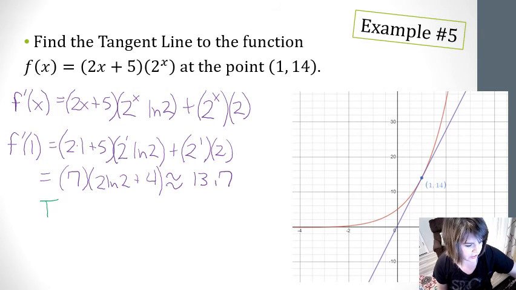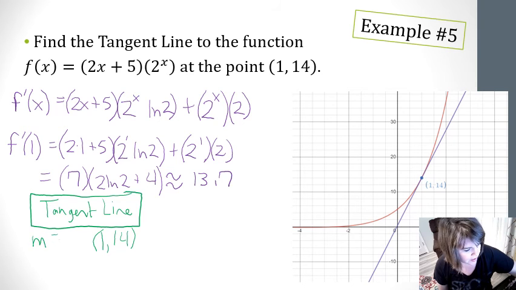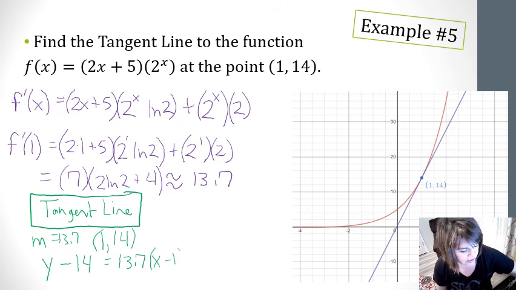So now I'm going to make my tangent line. Well, really, for any equation of a line, you need two things. You need slope and you need the point. I already gave you the point. I said the point is 1, 14. And now we know our slope is 13.7. So I'm going to use the point slope equation, which is y minus the y value of 14 equals the slope, 13.7, x minus the x value of 1.